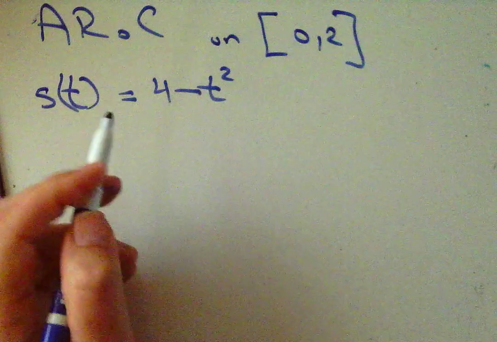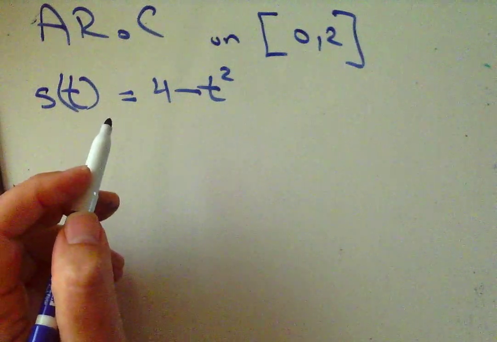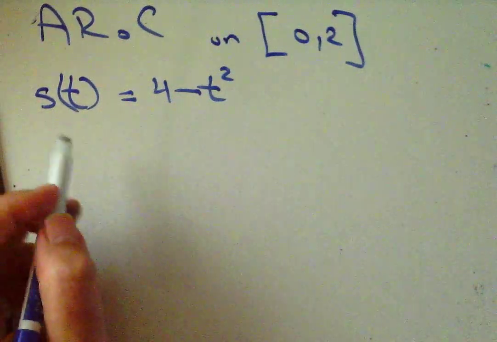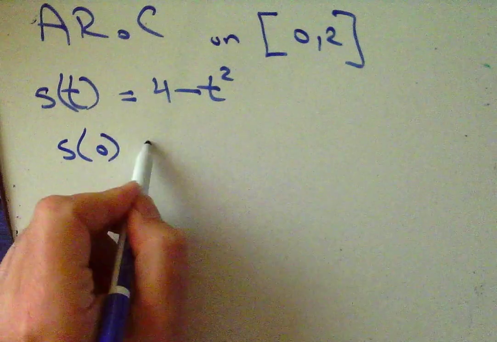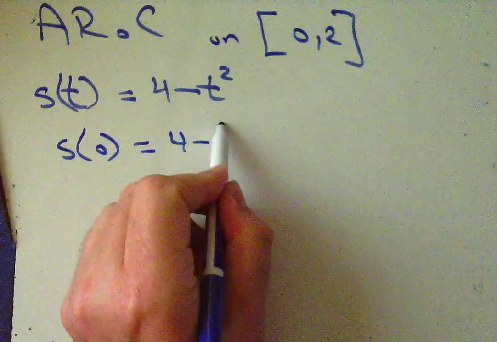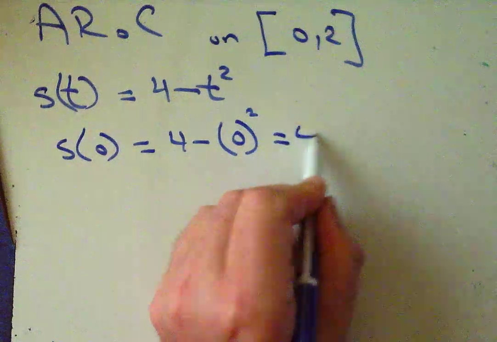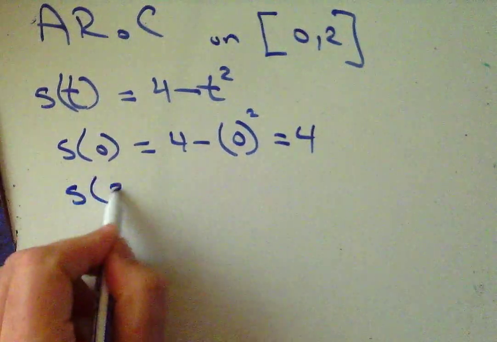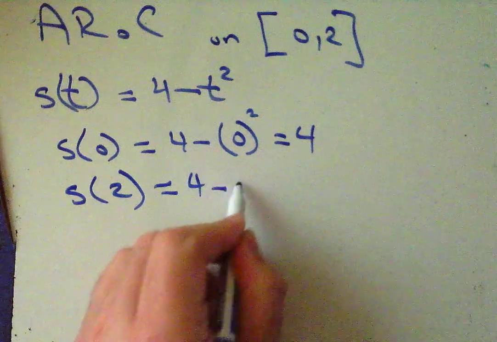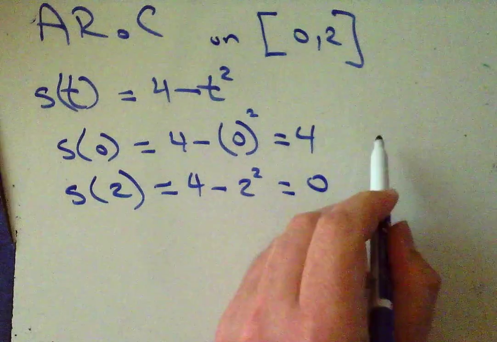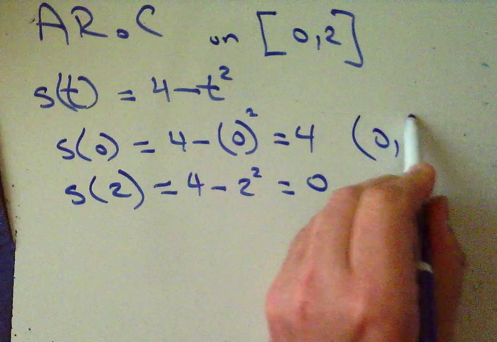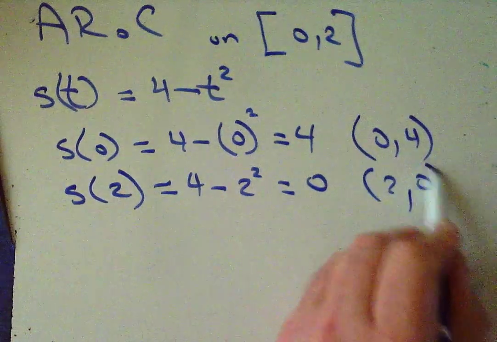Okay, how'd that go? Were you able to find the value, or did you get stuck right away? Remember, I need to find the two ordered pairs. So s of 0 is 4, and s of 2 is 0. So I can write these two ordered pairs, (0, 4) and (2, 0).